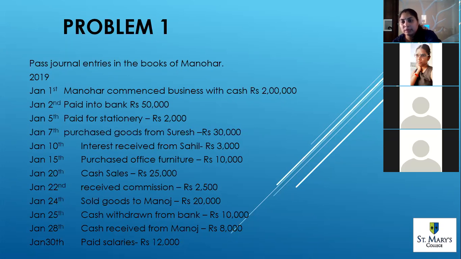Put the amount as 30,000 in both the columns, debit column and credit column. Then we'll write the narration. Open your brackets, write the term "Being goods purchased from Suresh," and then close your brackets. So the transaction is done.